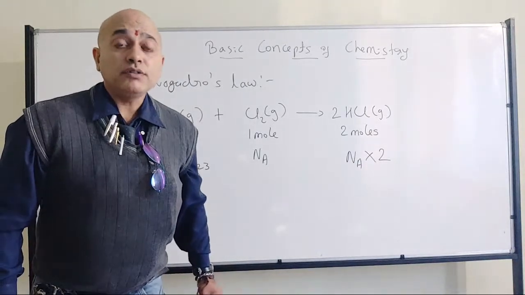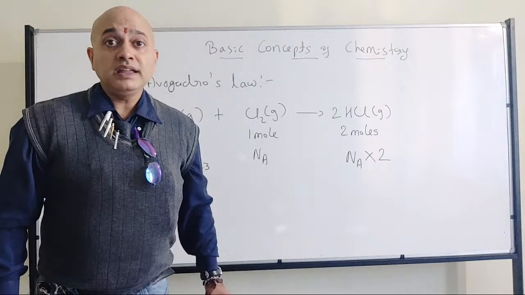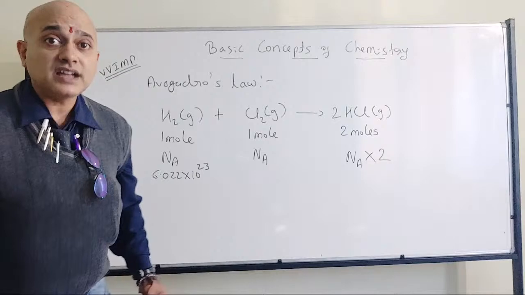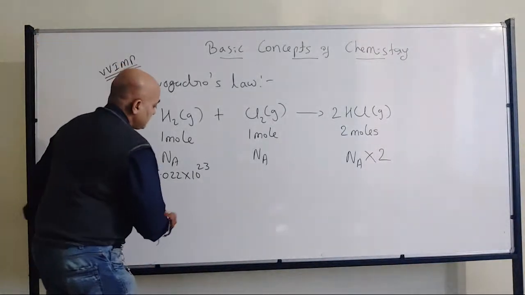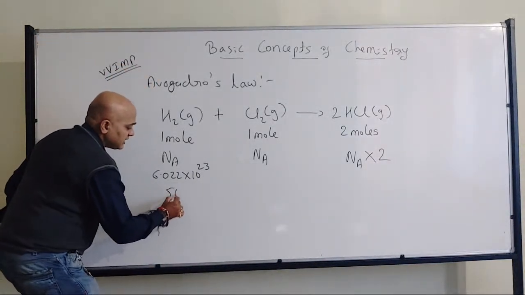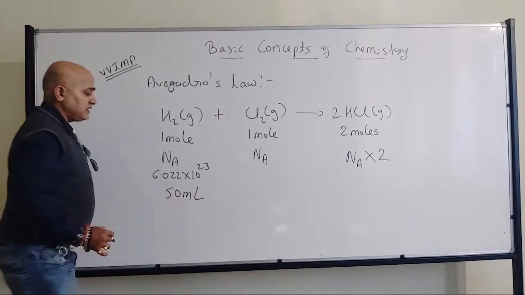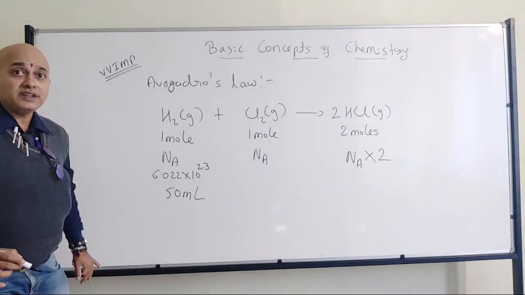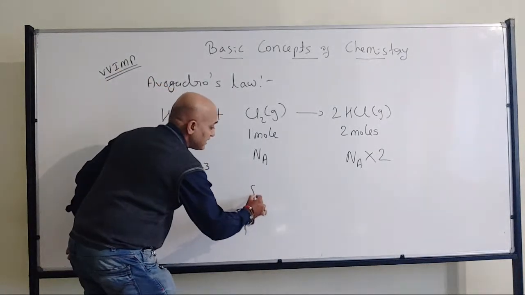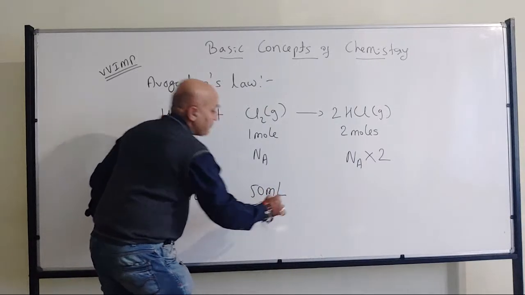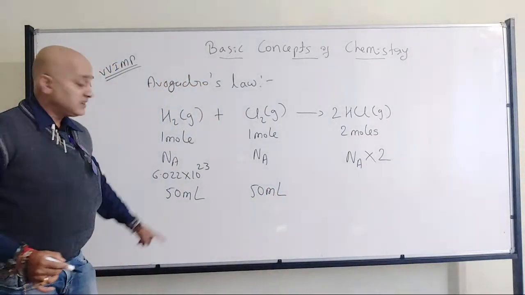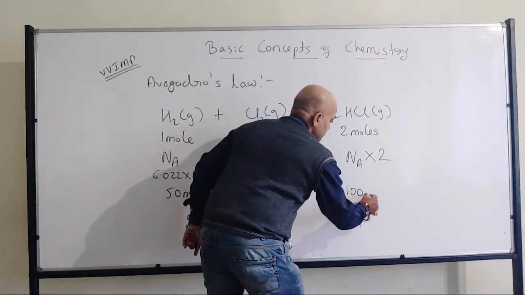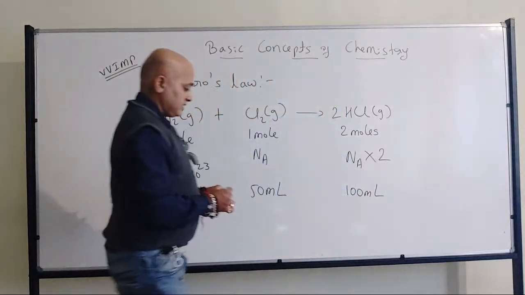Right? Now, if you go back to the earlier one, Gay-Lussac's law. In Gay-Lussac's law, last class, if I had taken this one as 50 ml, which is the unit for the volume. Simply I am taking one volume, 50 ml. This one also we had written as 50 ml. So 50 ml, 50 ml, and for this one we had written 100 ml.